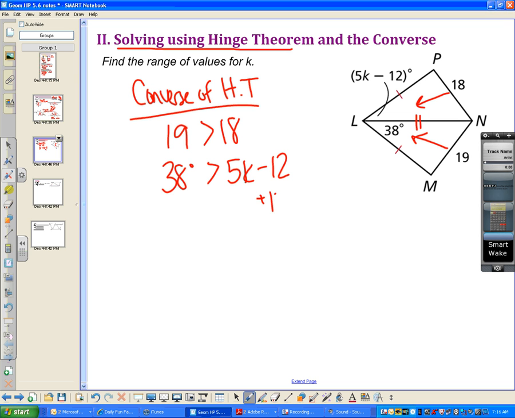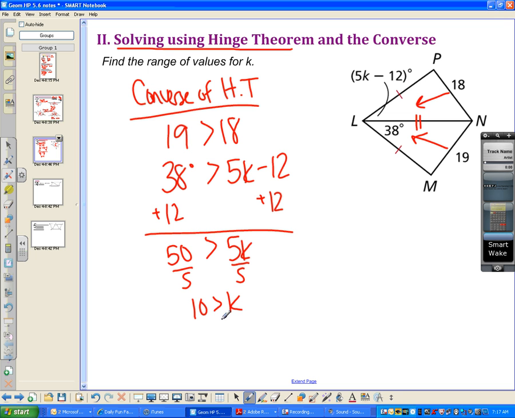So I'd have to add 12 to both sides, and then I get 5k, the greater than sign, and I believe this is 50. And then when you divide both sides by 5, you're going to get 10 is greater than k. And that kind of sounds weird to me, so I'm going to reverse everything, and I'm going to say k has to be less than 10.